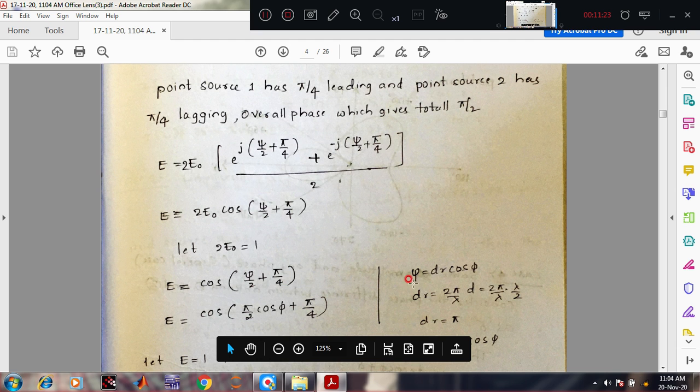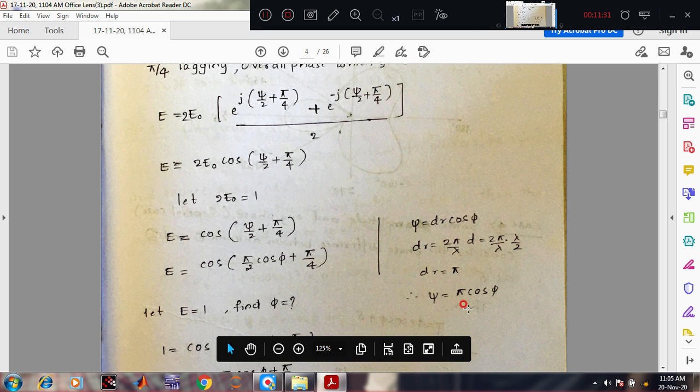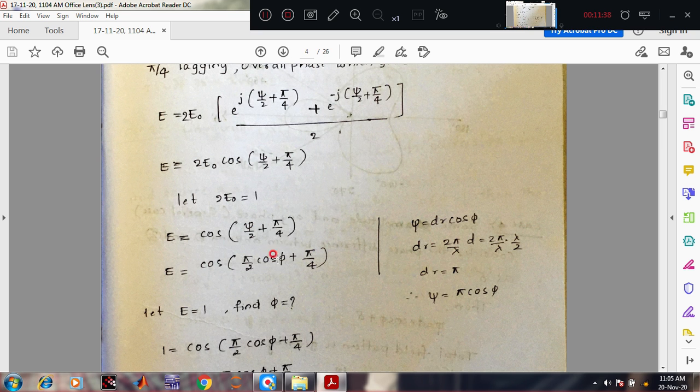We know that psi is what? Psi equals beta d cos phi, so beta d will be given by 2 pi by lambda into d, where d is lambda by 2. This lambda and 2 will get cancelled. Beta d will be what? Pi. In the place of psi, write pi here. So pi cos phi divided by 2 plus pi by 4.